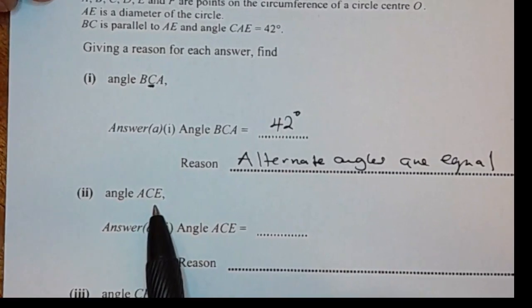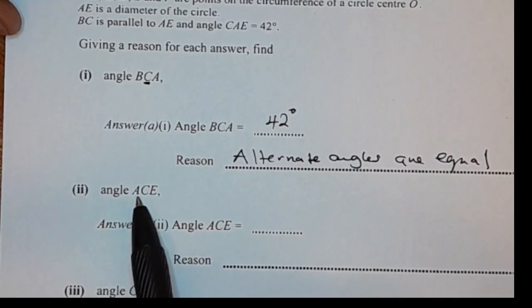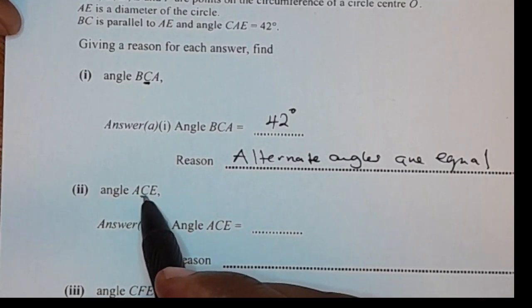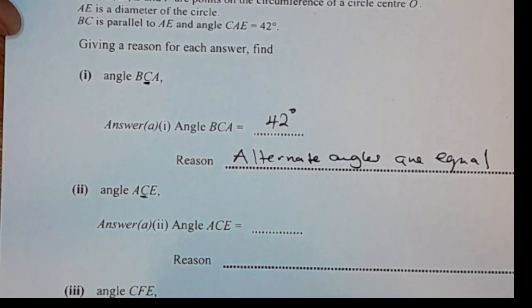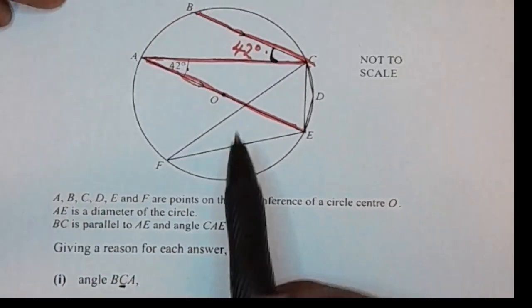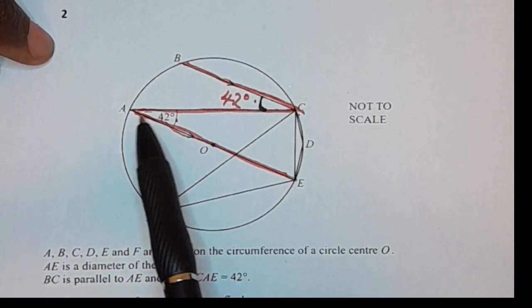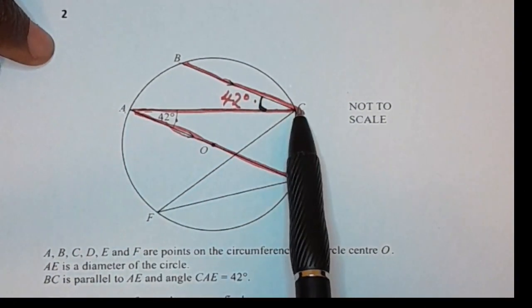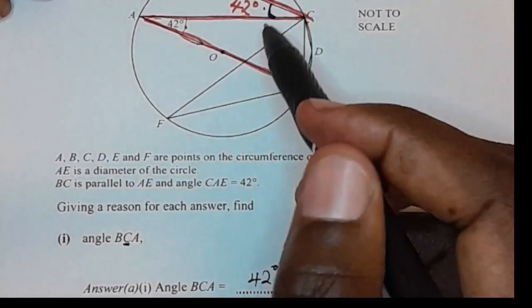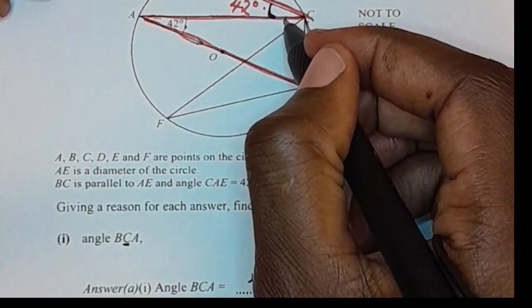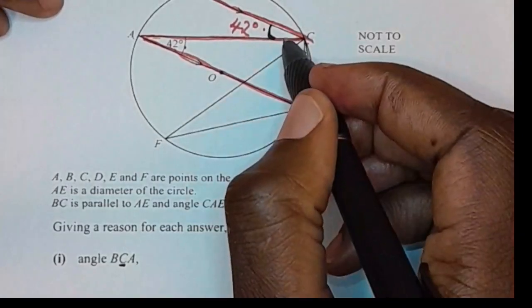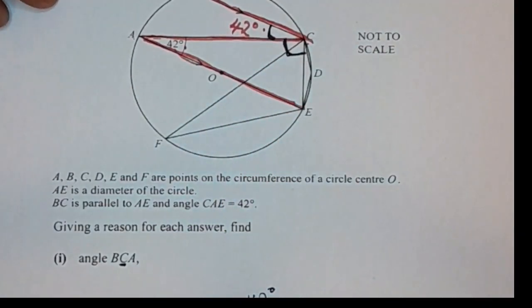The next question, they are saying find angle ACE. The middle letter is showing us the vertex where the angle is lying. So we go here, angle ACE. Now, which property are we going to use? This is the angle that they want us to find, this angle here.